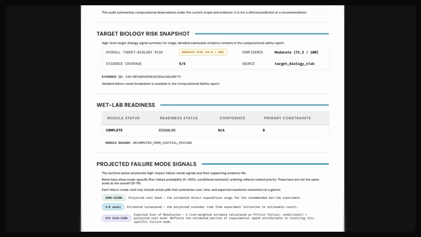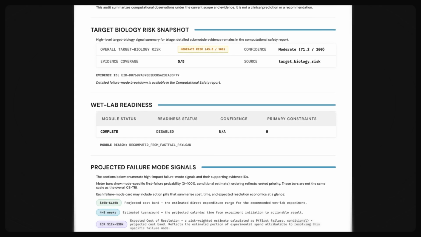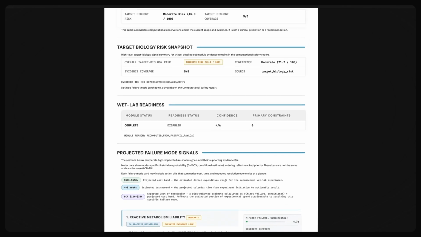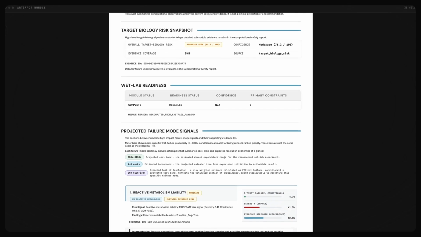The Wet Lab Readiness module is a customizable policy and prioritization layer designed to help teams move from analysis to action. By default, it does not impose a hard readiness decision. Instead, the policy layer is disabled unless the user chooses to turn it on and define their own thresholds for advancement. That means readiness can be tuned to the specific objectives, requirements, and risk standards of each program.